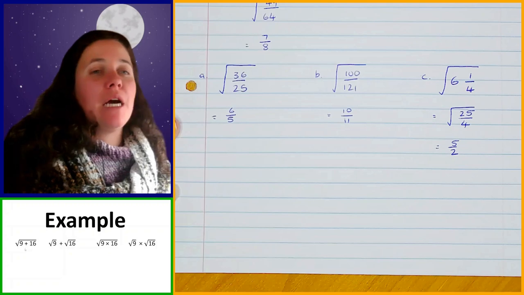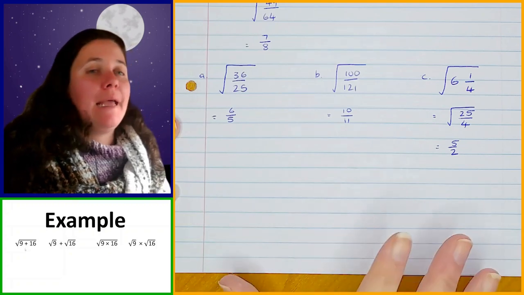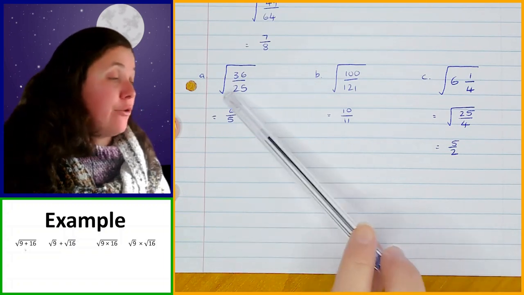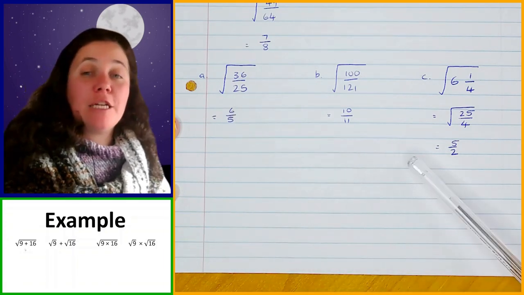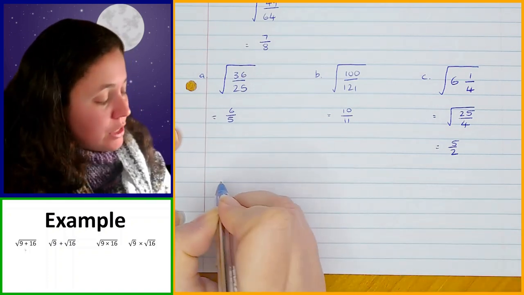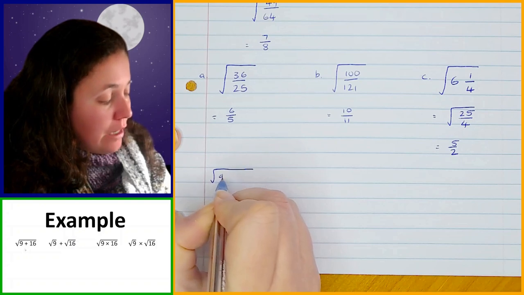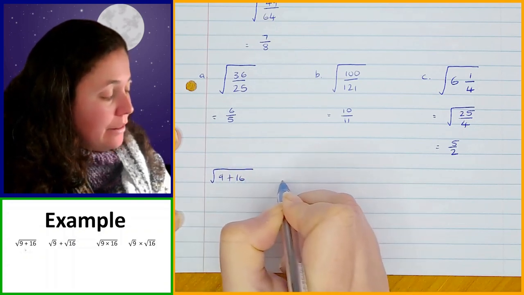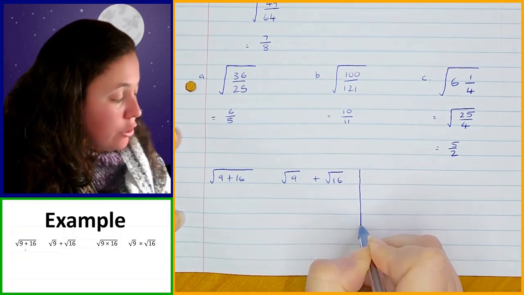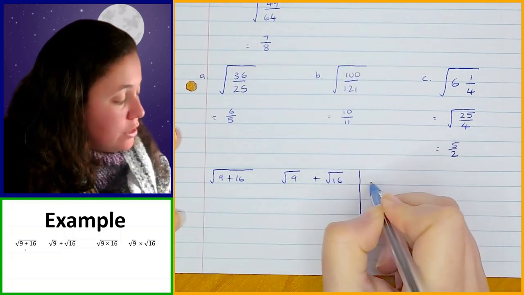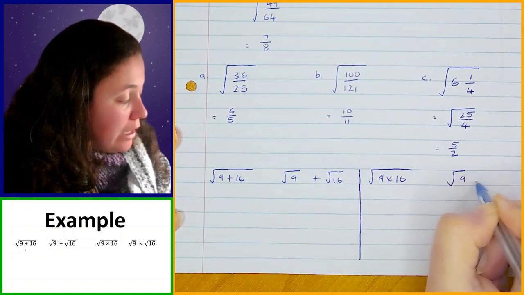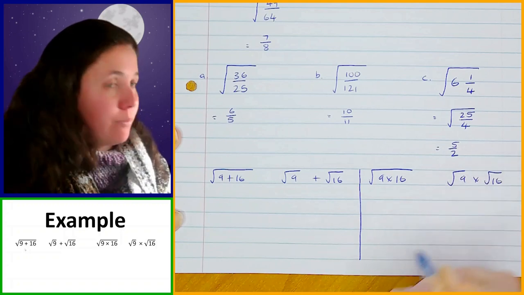And just like when we were doing our squaring, we're going to compare what happens when we have got addition under your square root sign and multiplication under your square root sign, if you do it separately or together. Okay, so first of all, we've got the square root of 9 plus 16, and then the square root of 9 plus the square root of 16. And we're going to compare those. Then we've got the square root of 9 times 16, and then the square root of 9 times the square root of 16. And we're going to compare those as well.